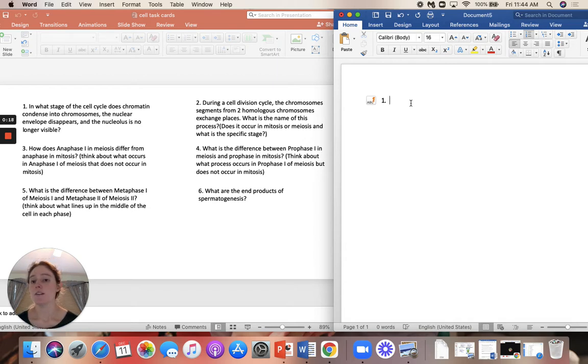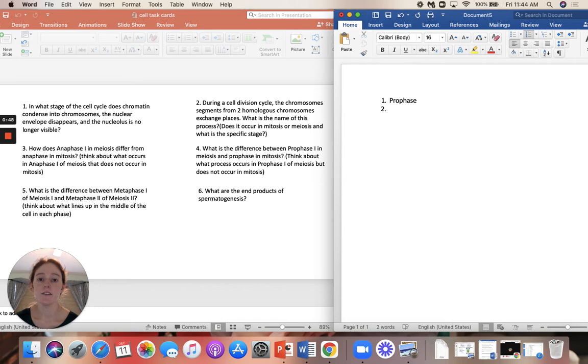So number 1, in what stage of the cell cycle does chromatin condense into chromosomes? The nuclear envelope disappears and the nucleolus is no longer visible. That's going to be during prophase. So the cell begins in interphase, and interphase is just a period of growth, repair, DNA is going to be copied, and then you start into mitosis. So prophase is the very beginning of all of that.